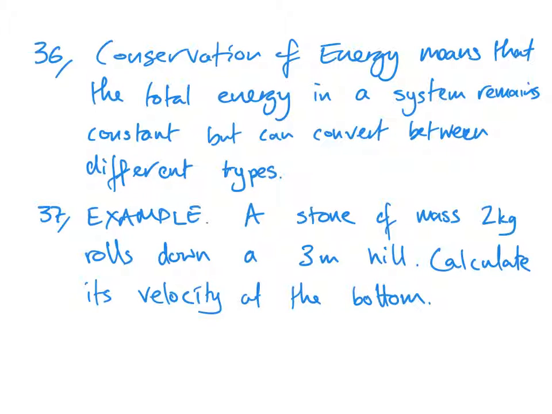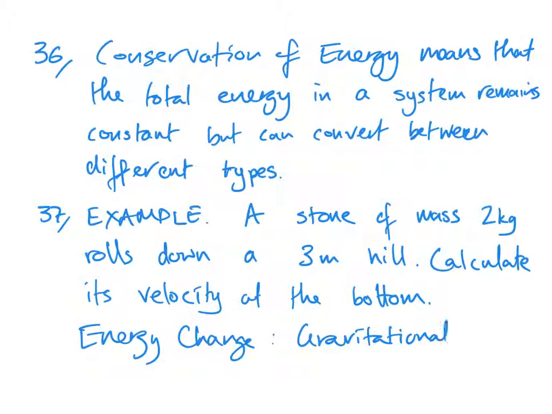So a stone of mass 2 kilograms rolls down a 3 metre hill. Calculate its velocity at the bottom. And conservation of energy then tells us that the total energy stays the same. So we need to identify what energy it started with, and what energy it ends up with. So the energy change is gravitational changing to kinetic.